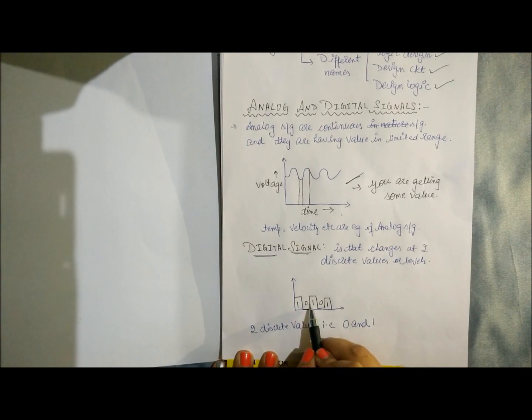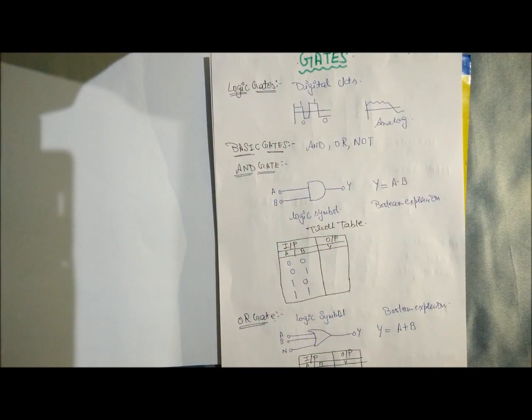The discrete signal is 1 or 0. When the voltage is high, it will be 1, and when it is low it will be 0. Two discrete values are used in a digital signal, that is 0 and 1. In digital electronics, the device only understands the language of digital, that is only 0 and 1. Now I am going to explain something about the logic gates.